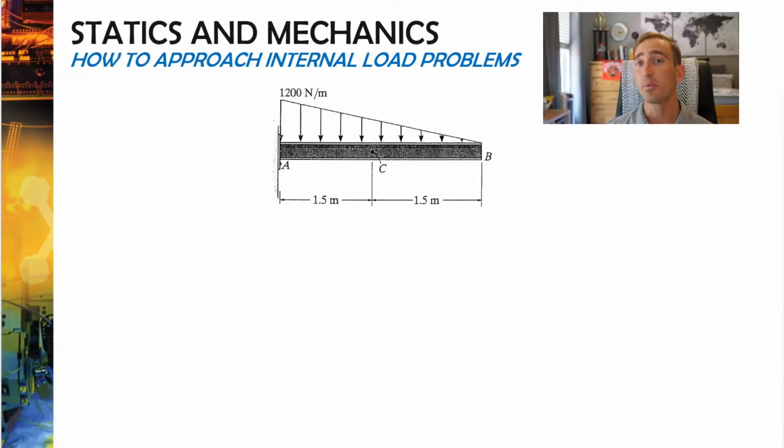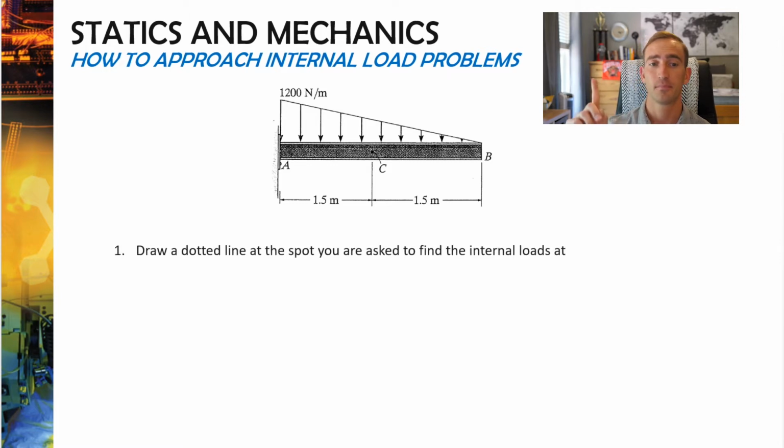Now that you've probably had a little bit of time to think about it, let me walk you through the step-by-step process to do every internal loads problem that you'll ever see. Step number 1. Draw a dotted line through the point where they ask you to solve for the internal loads. In this question, that's point C. So we draw our red dotted line.